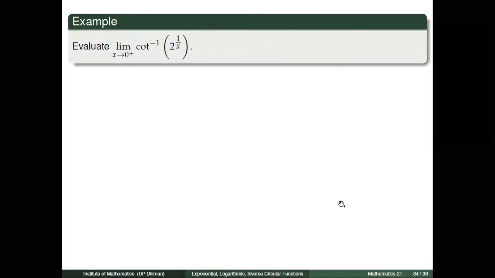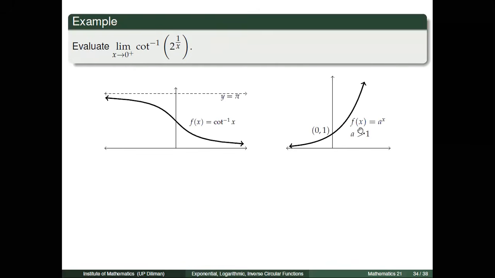Next, consider the limit of the inverse cotangent of 2 to the 1 over x as x approaches 0 from the right. Note that as x approaches 0 from the right, 1 over x approaches positive infinity. So we will need the graph of the exponential function f of x equals 2 raised to x. You will also need the graph of the inverse cotangent function. Note that 2 to the x is an exponential with base greater than 1. So the graph of f of x equals 2 to the x looks like this. Now it rises from left to right.